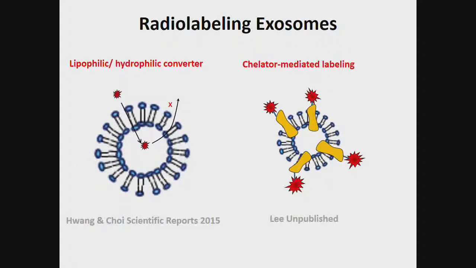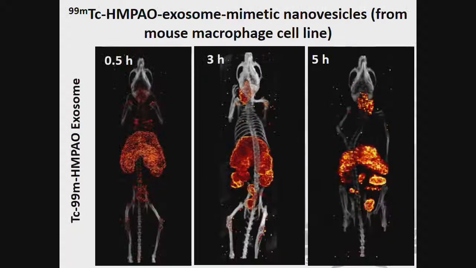This was first submitted to JNM. JNM reviewers just turned it down. The reason was it's too simple. It's self-evident. It does not constitute a paper. So we just submitted to another journal. So that's HMPO just going into the exosome and then becoming hydrophilic. It's trapped and can be used just like cell labeling.